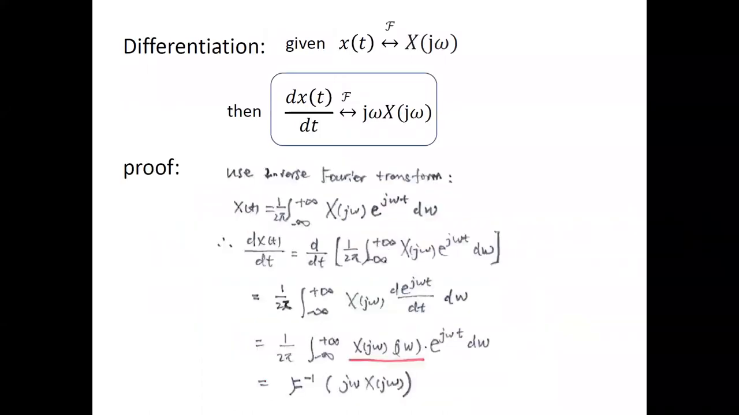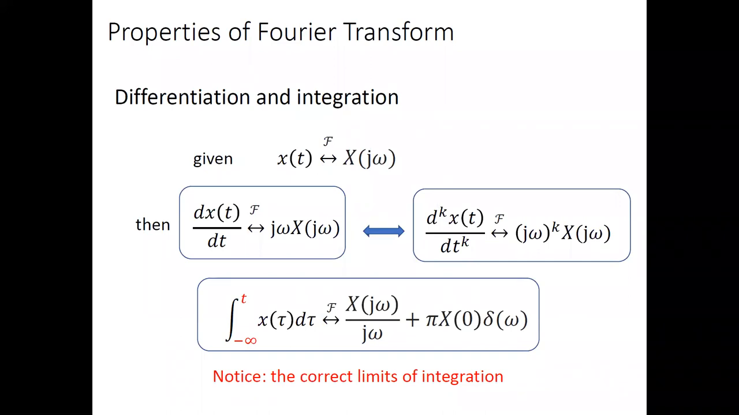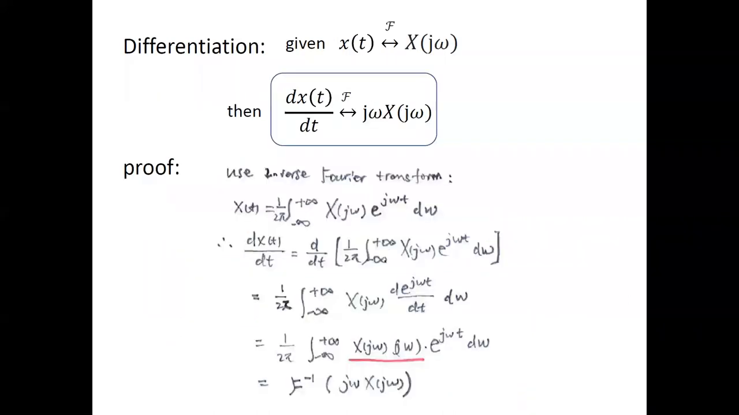The derivation of the integration property is a little bit involved, and is beyond the scope of this class. So I will skip it here. I only show you a simpler case, which is the derivation of the differentiation property. We know that the Fourier transform of x(t) is capital X.